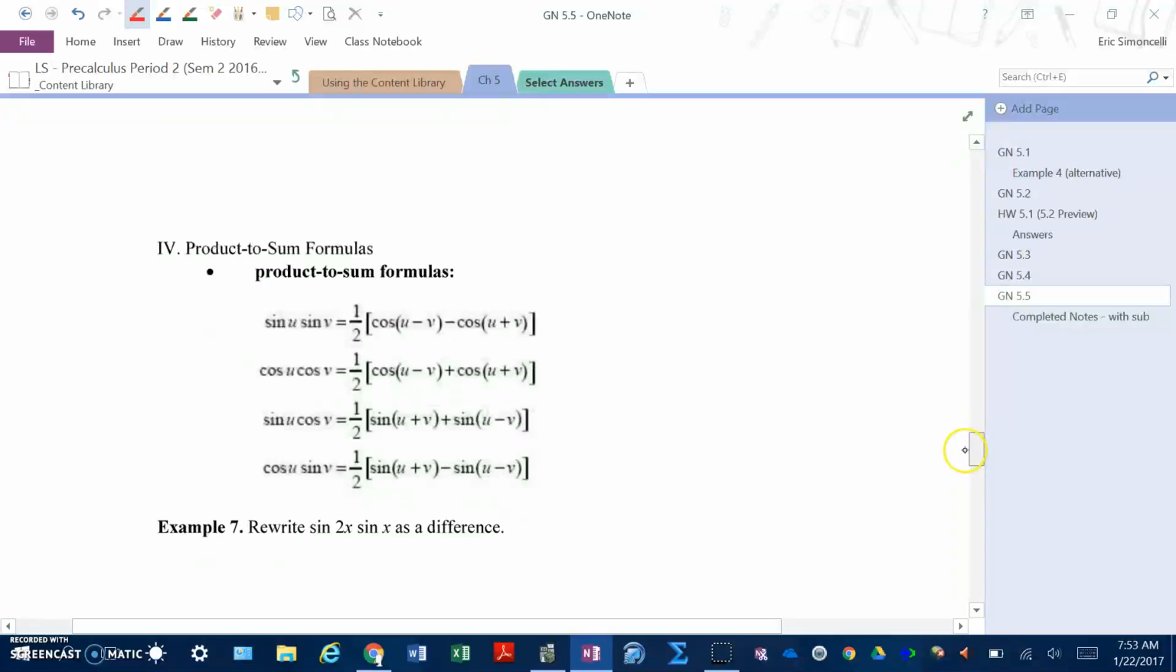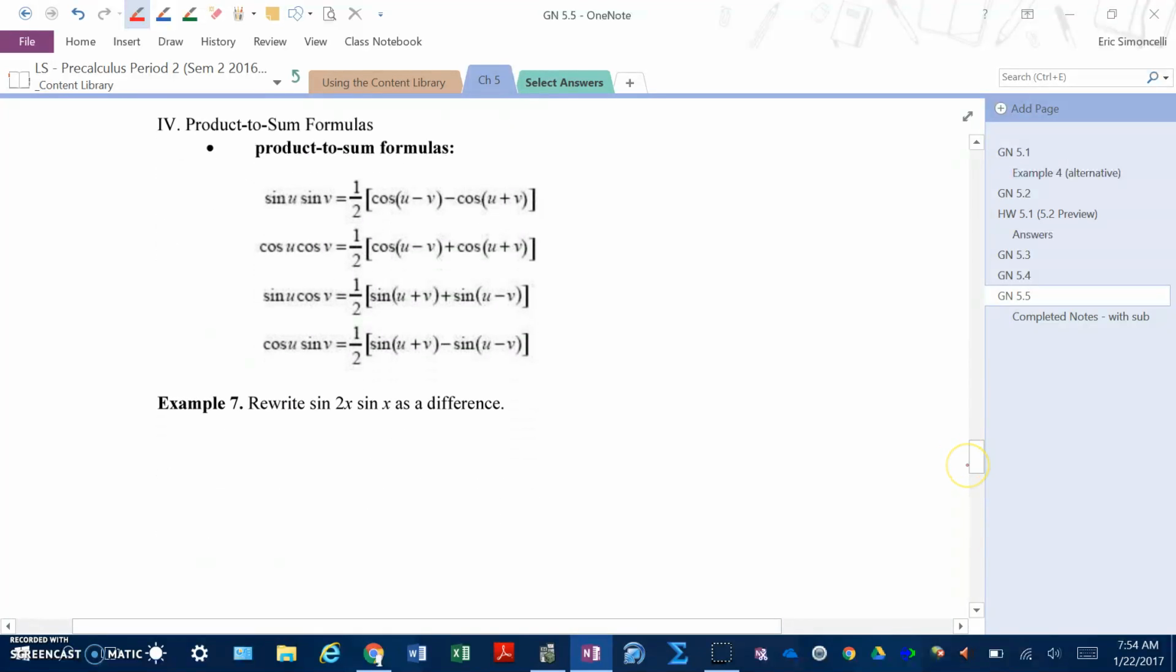So we'll go ahead and take a look at the next page and continue here with product to sum formulas. Product to sum formulas are great because when you have the product of sine u times sine v, for example, so 2 different angles, that will be equal to the following: 1/2 cosine of u minus v minus cosine of u plus v. Similarly with cosine u times cosine v, here you go with the result, and sine times cosine, cosine times sine. So rewrite sine 2x times sine of x as a difference.